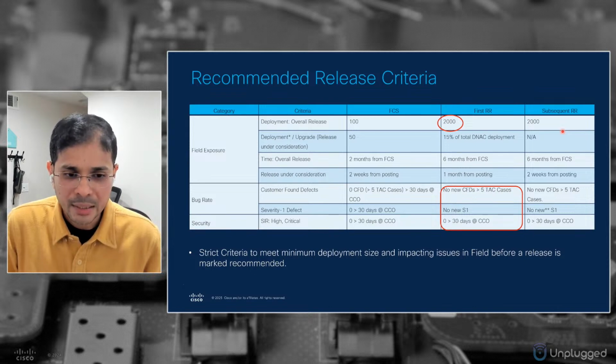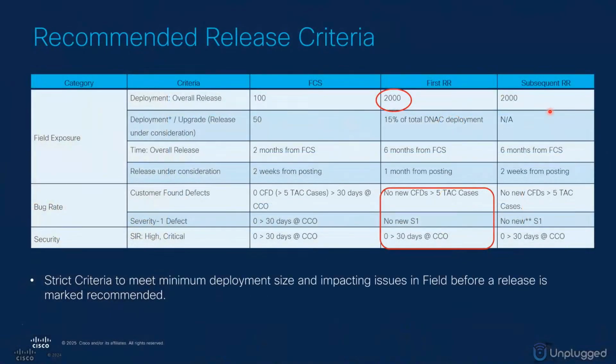So we came up with strict criteria: when we meet a certain deployment size, let's say 2,000 Catalyst Centers have upgraded, there are no new CFDs with more than 5 TAC cases, there are no new S1s, and pretty much no high critical impacting bugs in CCO code, then we move them to our recommended release. This should give customers confidence to upgrade. Obviously, if you do need help, our TAC organization is there to help you. You can always log a message or SR case, and they'll be happy to walk you through any concerns with the upgrades.